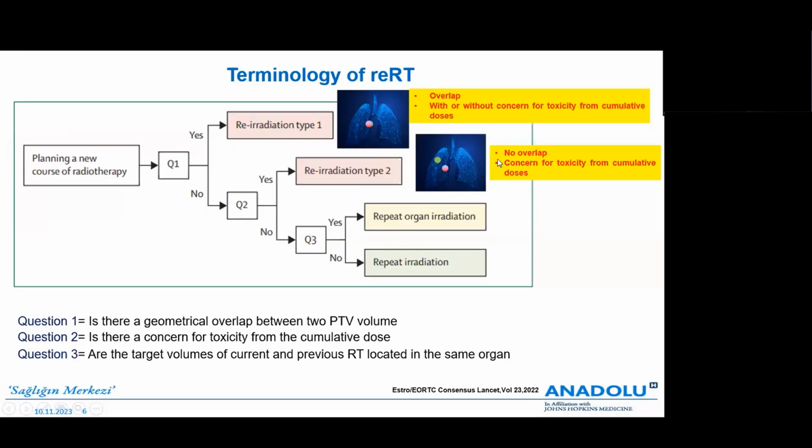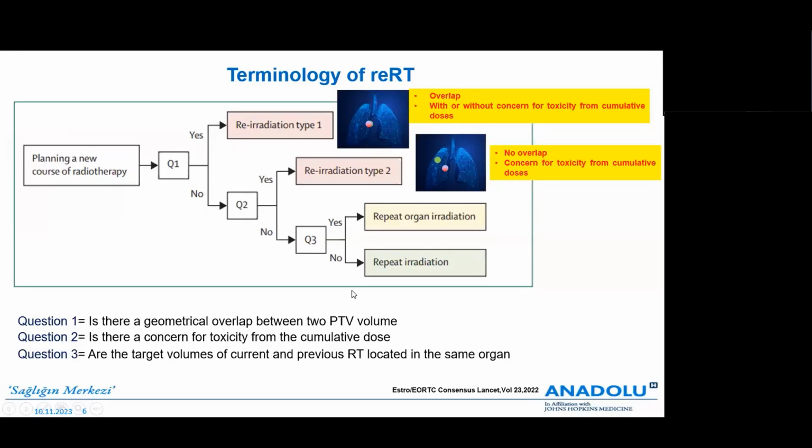Think about scenario 3, where there is a concern for toxicity from the cumulative dose. So we should take into account the volume and dose. If your answer is no, then you should ask another question, which is the third one. The third question is: are the target volumes of the current and the previous radiotherapy located in the same organ or not?